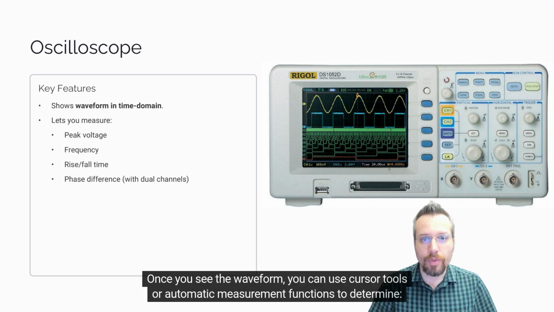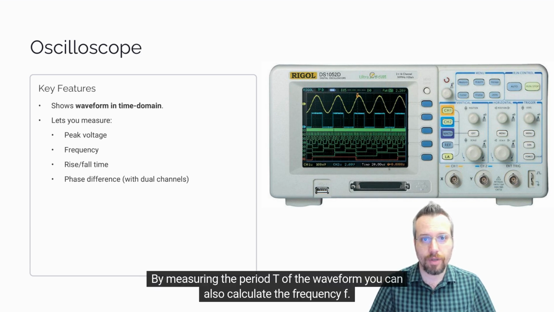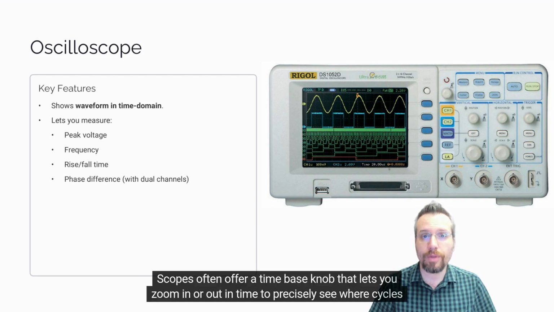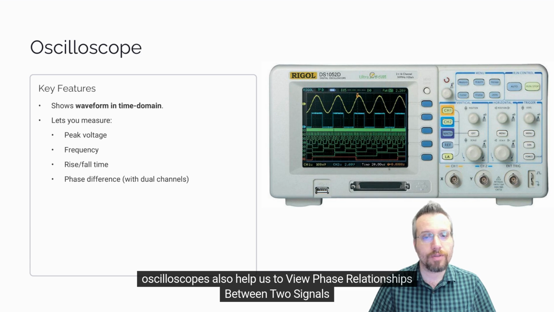Once you see the waveform, you can use cursor tools or automatic measurement functions to determine peak voltage, peak-to-peak voltage, or RMS voltage. By measuring the period T of the waveform, you can also calculate the frequency f. Scopes often offer a time-based knob that lets you zoom in or out in time to precisely see where cycles begin and end. Oscilloscopes also help us to view phase relationships between two signals.